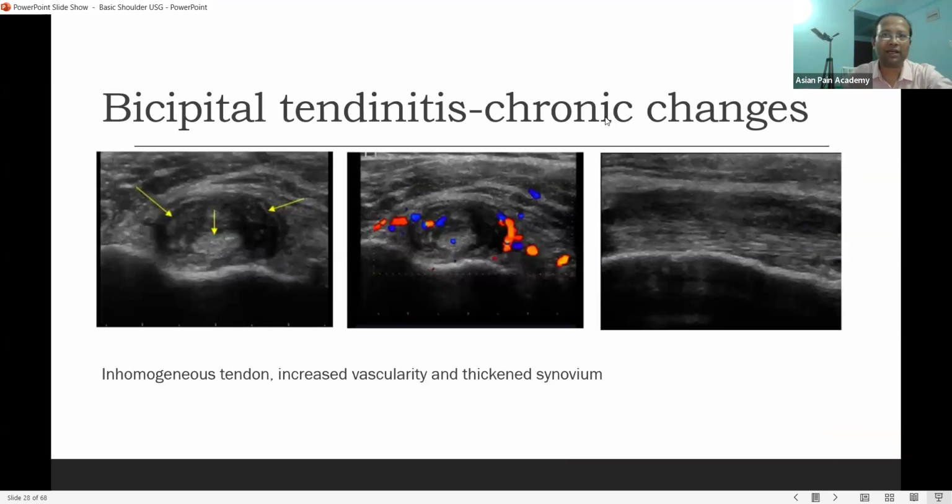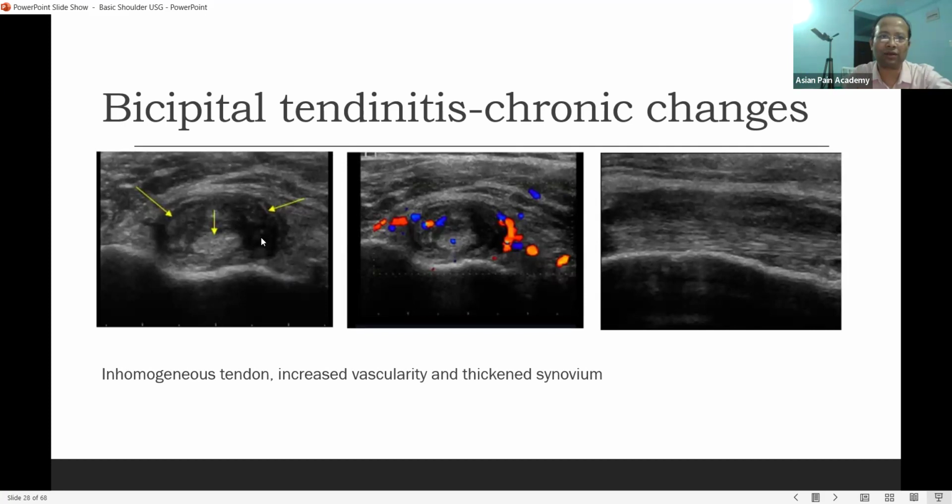So this is bicipital tendinitis chronic change. Why is it chronic? Because we can see there is some synovial hypertrophy. This synovial hypertrophy tells us that this is not acute, this is chronic, because synovial hypertrophy does not occur within one day.